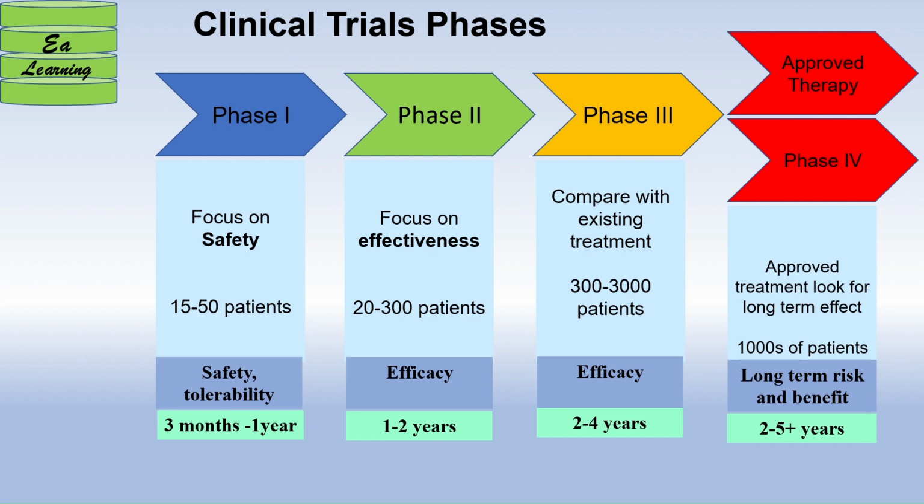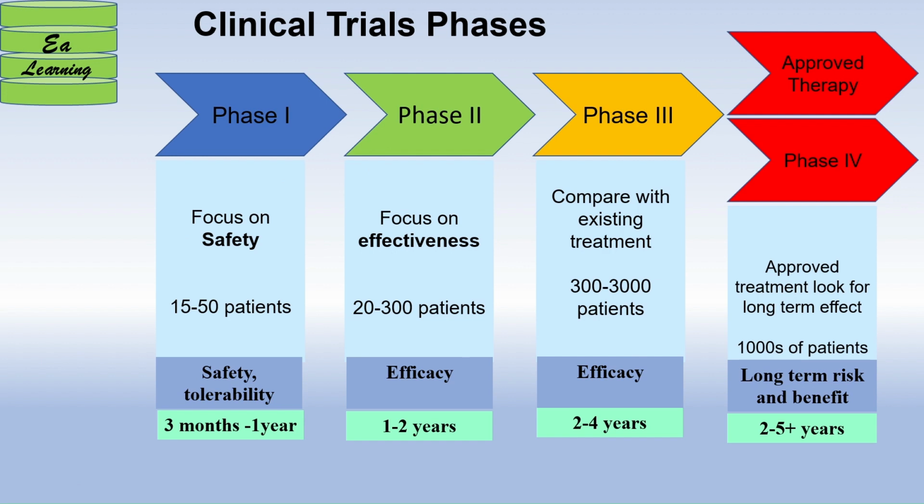But when you look at the real clinical trial phases, they are categorized into four phases. We need solid preclinical studies and data for moving to phase one. Phase one trial is mainly focused on safety and tolerability, that is, whether the drug is safe for human use or not. That is the main aim of phase one clinical trials. The study number is very small, 15 to 50, and the duration is within 3 months to 1 year.